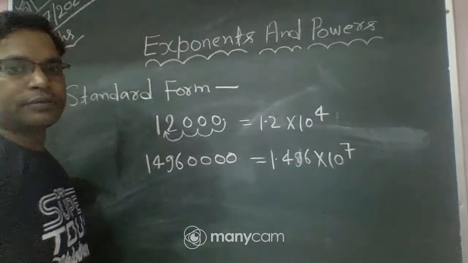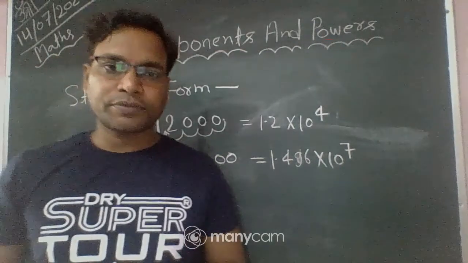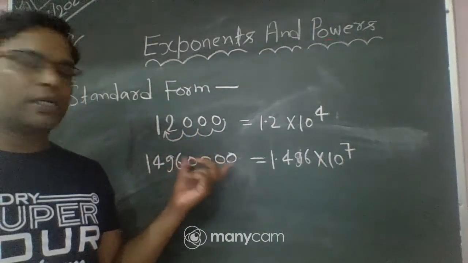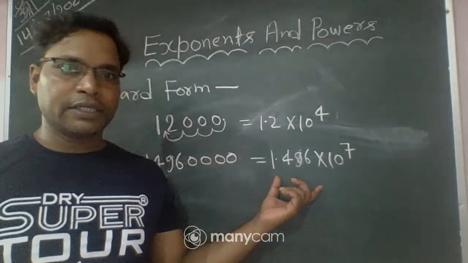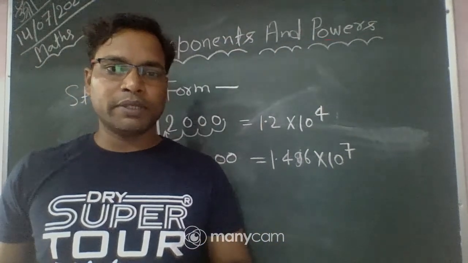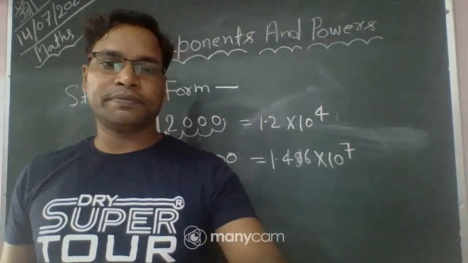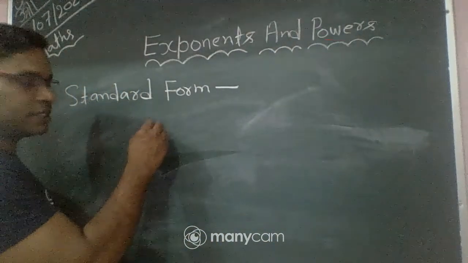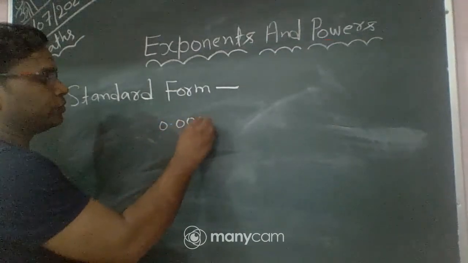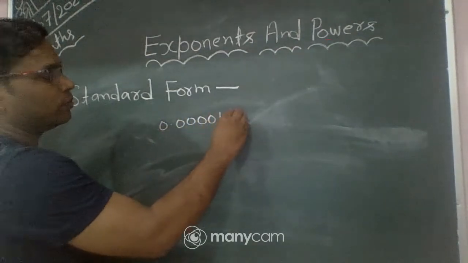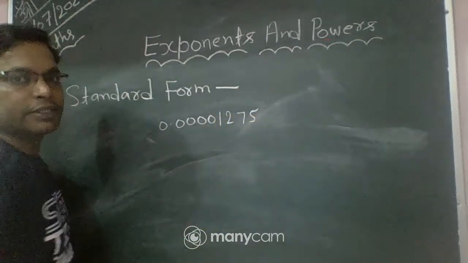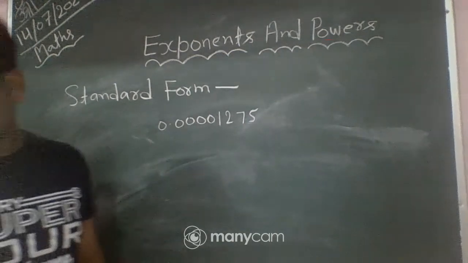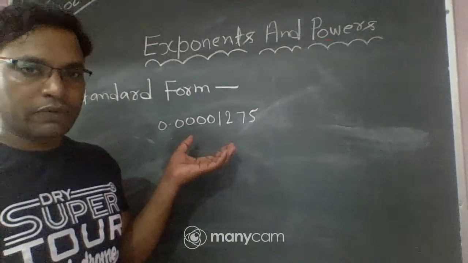Okay, this is clear. This was a very large number, and we write it in standard form like this. Now we take a very small number and convert it into standard form. This is the size of a plant cell: 0.0000125. This is the size of a plant cell, so we convert it into standard form.